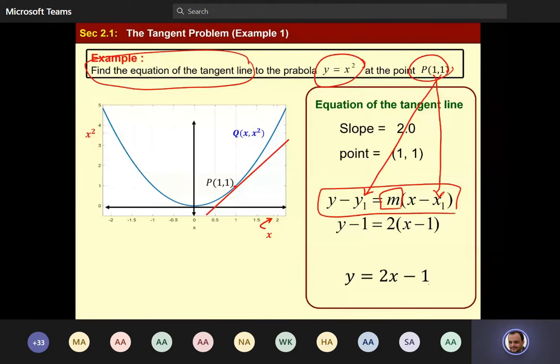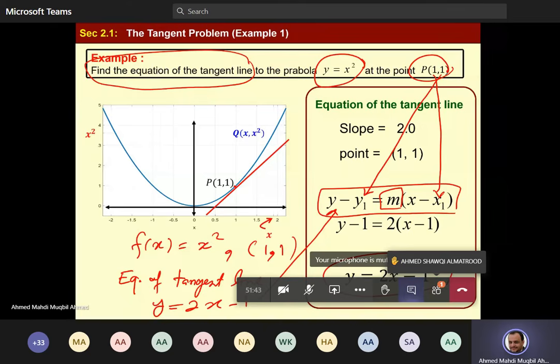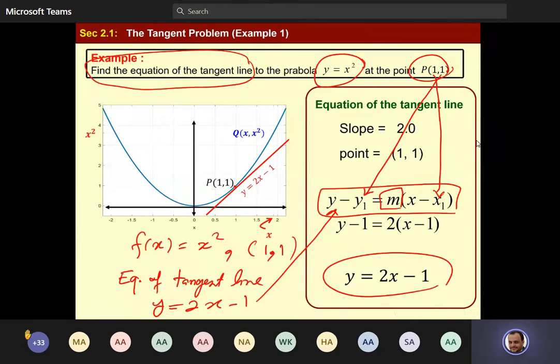So we have a curve, here we have a function, f of x equals x squared. We have a point, which is (1, 1). The question is, what is the equation of the tangent line? It will be y equals 2x minus 1, which comes from this formula. This is the main idea of section 2.1. If you have a question from this section, it will be like this. Of course, we will use the techniques of 2.2 and 2.3 to solve such problems.